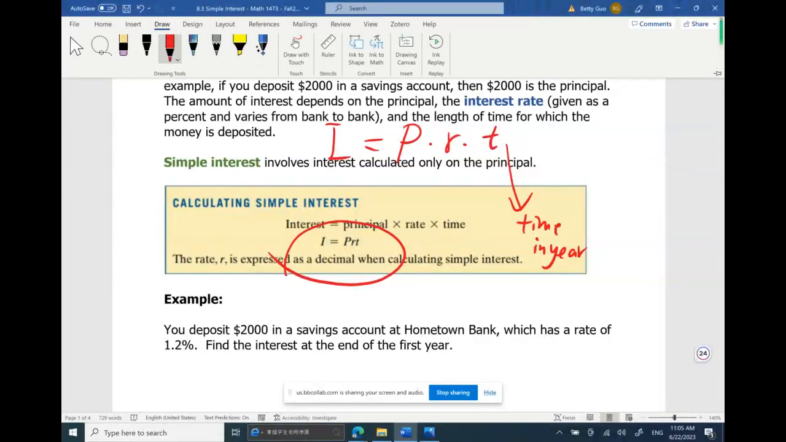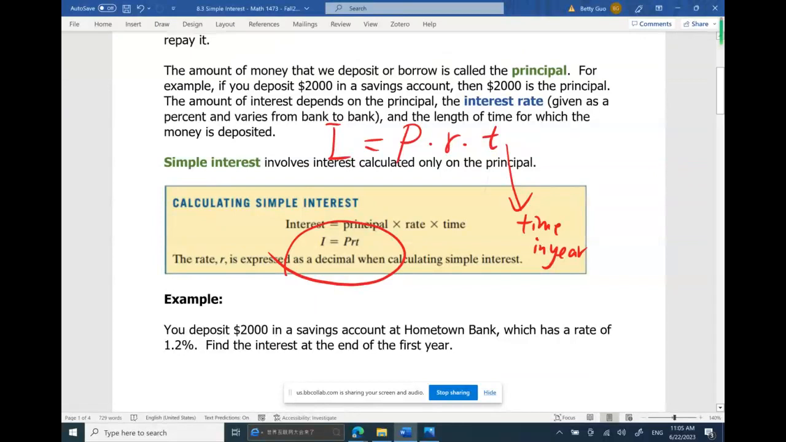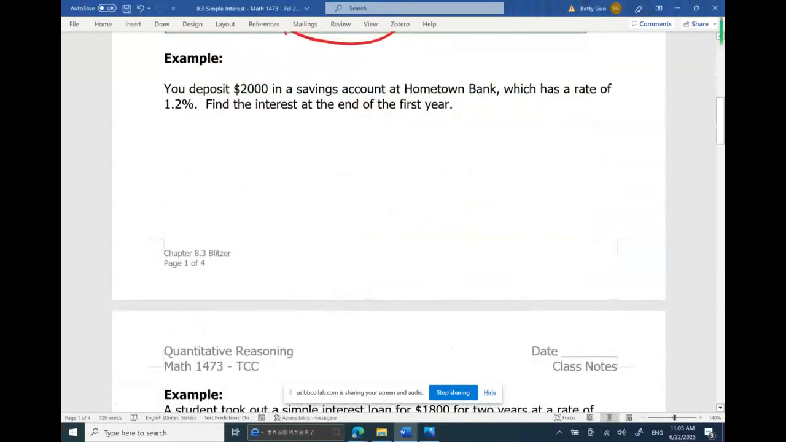I mentioned earlier we only have two formulas for simple interest. That's the first formula: I equals P times R times T. One more time, I here is the simple interest amount. P here is the principal, the original amount of money you deposit or borrow. R here has to be the annual interest rate. T here is time in years. Okay, let's apply the formula to solve problems.